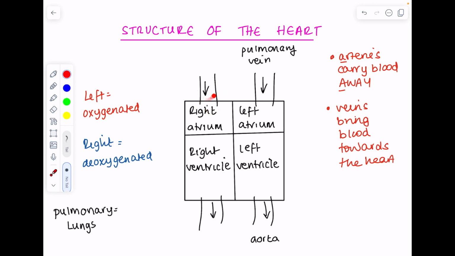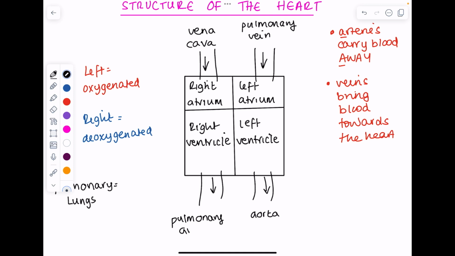What is the name of this vessel? It's coming from the body. It must be a vein because it's coming towards the heart. It is the vena cava. And then down here, this blood is leaving the heart, so it must be an artery. Where's it going? Well, it needs oxygenating, so it must be the pulmonary artery.